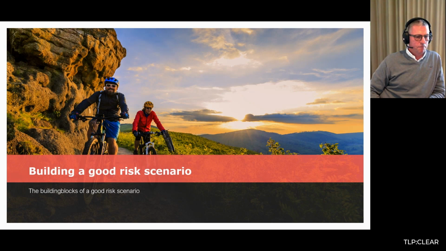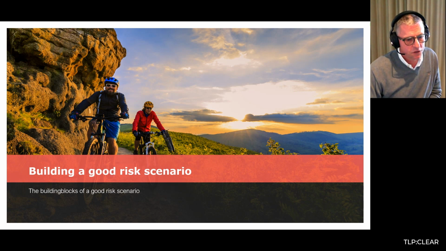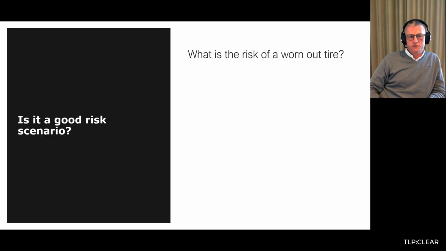It is the building block of a good risk assessment. A scenario is a verbal presentation of something bad that can happen that has a likelihood and has a loss. It's actually very important that we have unambiguous scenarios. So what is the risk of a worn out tire? Is this a good risk scenario?